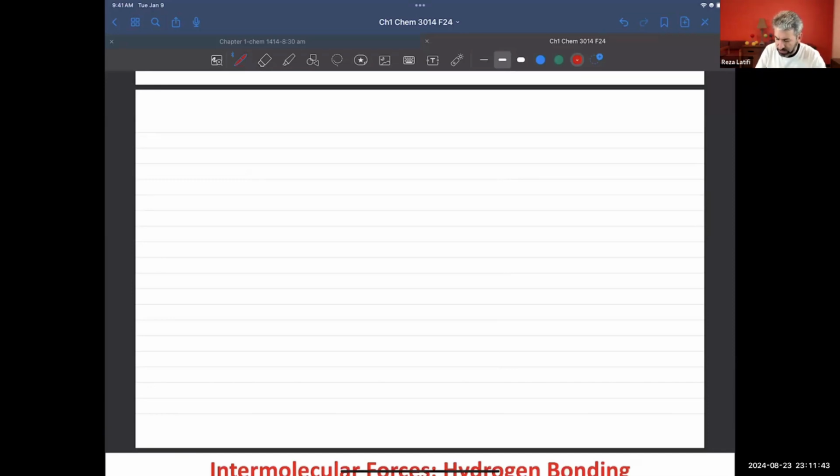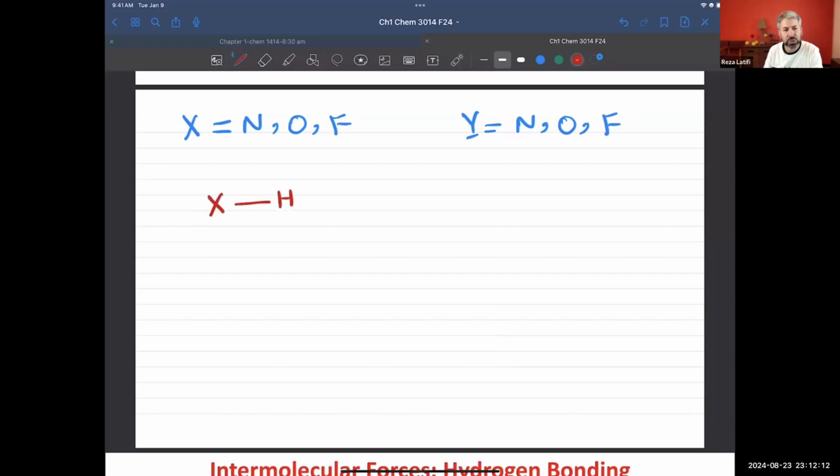Now, what's hydrogen bonding? Say you have one element, and your element is nitrogen, oxygen, or fluorine. And another one. We have an element, it can be nitrogen, oxygen, or fluorine. If you take, for example, X and attach it to hydrogen, like, for example, F attached to hydrogen, this one has 3 lone pairs.